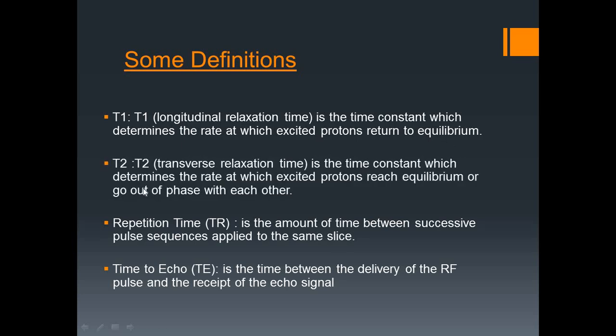T2 is the transverse relaxation time. It is the time constant which determines the rate at which excited protons reach equilibrium or go out of phase with each other. Repetition time, TR, is the amount of time between successive pulse sequences applied to the same slice. And finally, time to echo, TE, is the time between the delivery of the RF pulse and the receipt of the echo signal.